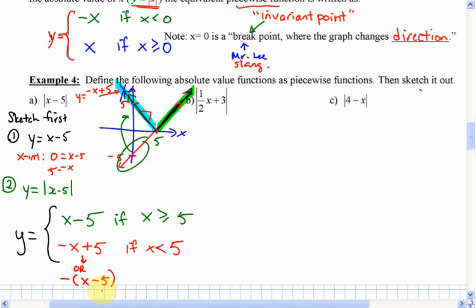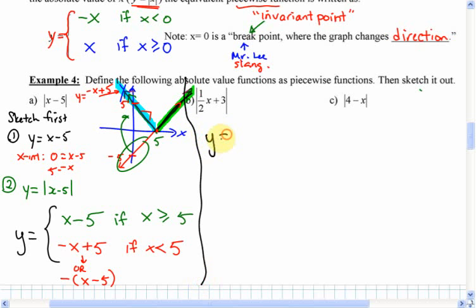Okay? All right. You try part B right now on your own. You do it whichever way you want. Ultimately, I want you to find out the piecewise function and then a sketch of the graph, and then also do part C. Okay, let's do the piecewise function part first.